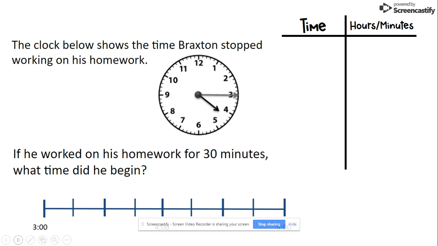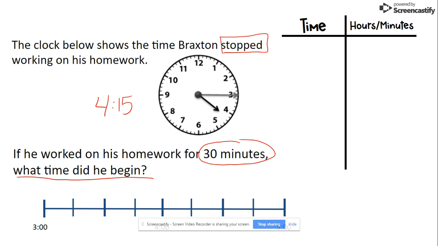Off the bat, I need to write the time that's shown on this clock, and I can see that it's 4:15. I'm going to circle any other numbers that I see in this word problem. I know he worked on his homework for 30 minutes, so that's the elapsed time that they're giving us. And I know that the time on the clock was his end time because of that keyword stopped. And in my question, what time did he begin? That word begin is my important keyword that lets me know I'm looking for my start time.